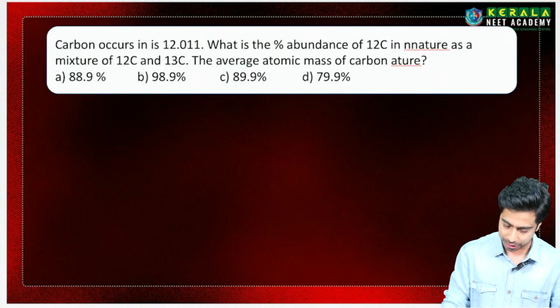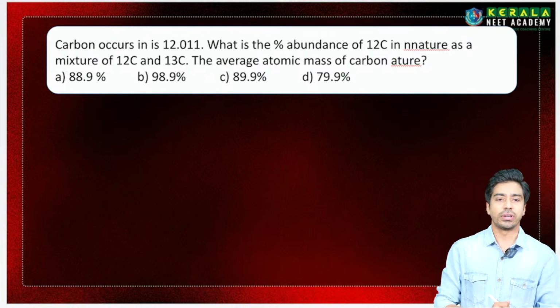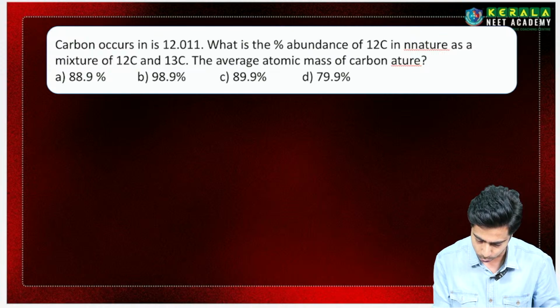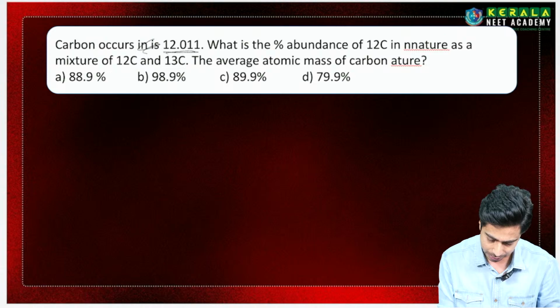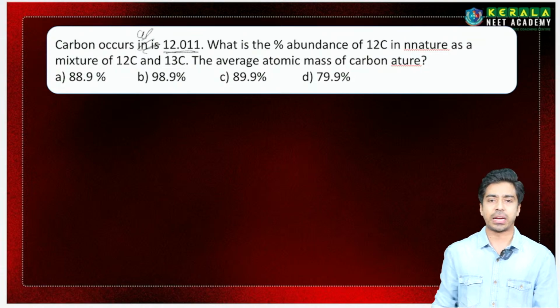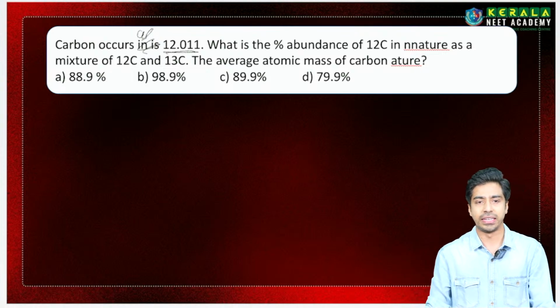Now let me go with the next question. Carbon occurs with an average atomic mass of 12.011. What is the percentage abundance of C12 in nature as a mixture of C12 and C13?